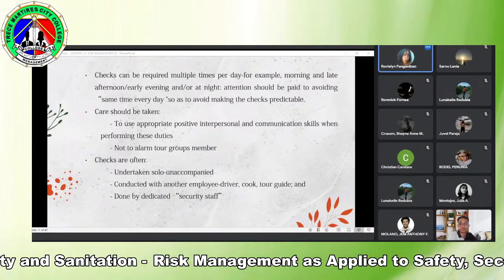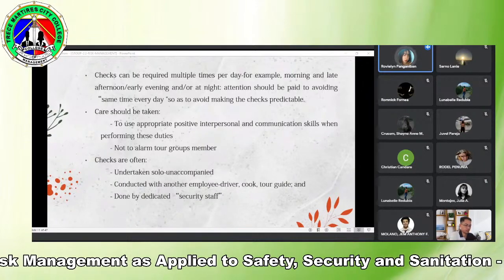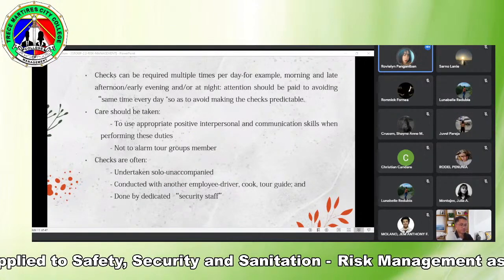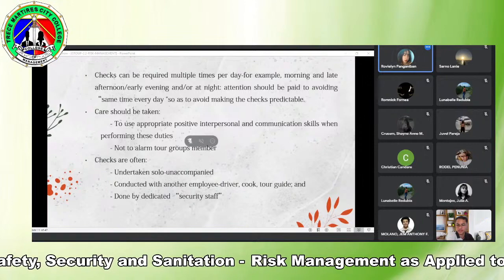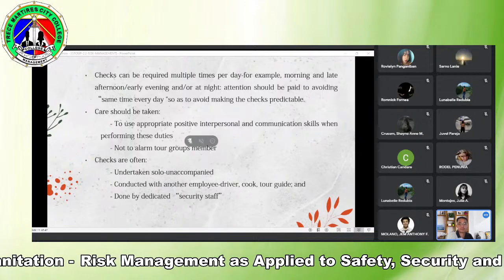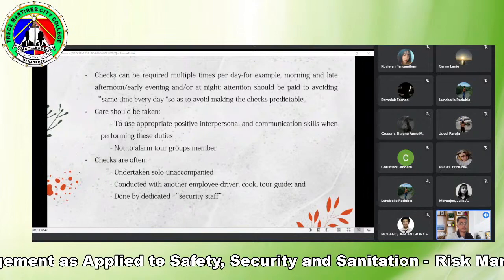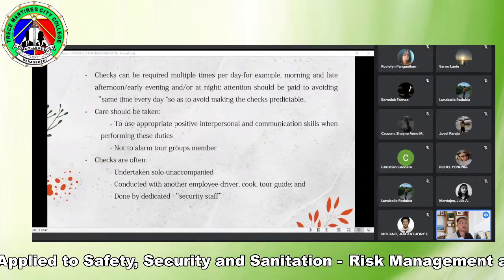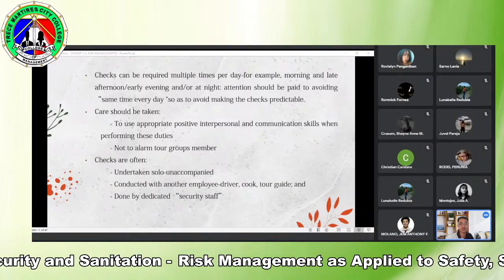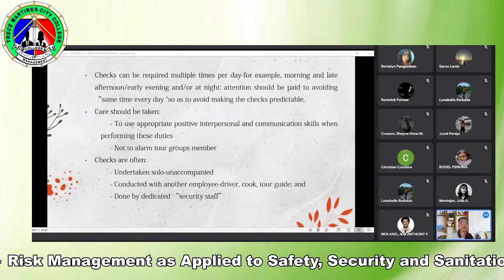Next is not to alarm tour group members. Kagaya din ng sinabi ko kanina, dapat maayos yung pag-approach natin. Yes. Checks are offered. This is one of the very important aspects na kailangan nating i-consider. This discussion is more of the tour guiding practices. So, sabi dito, not to alarm tour group members. For example, nasa bus kayo.